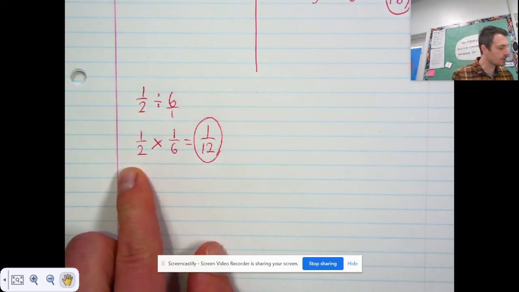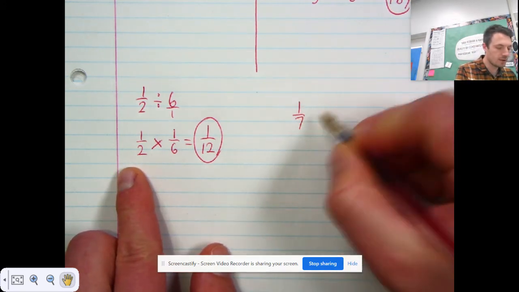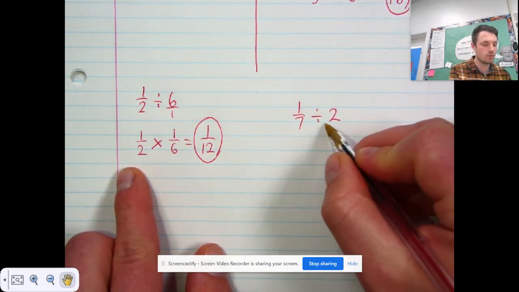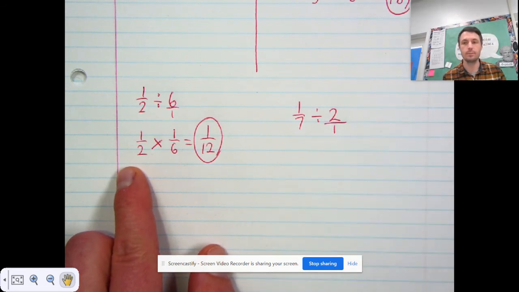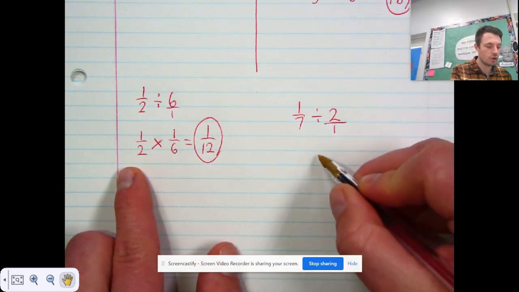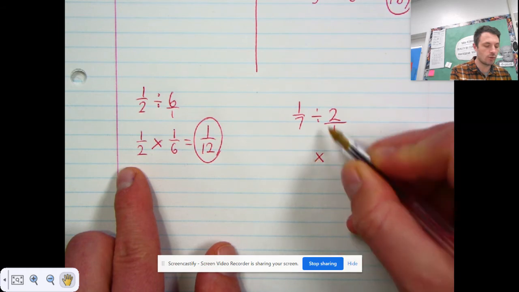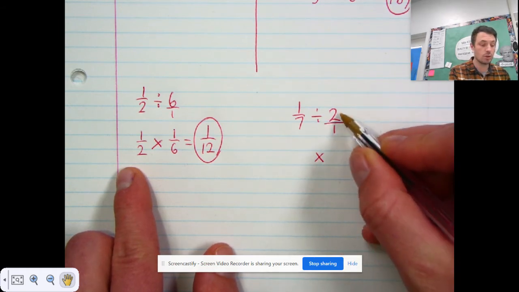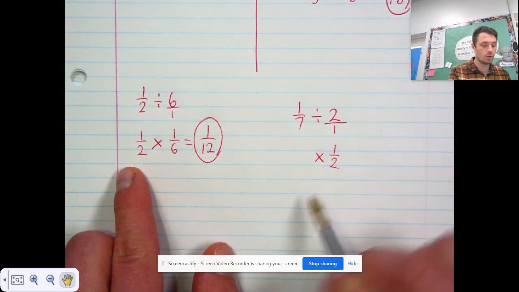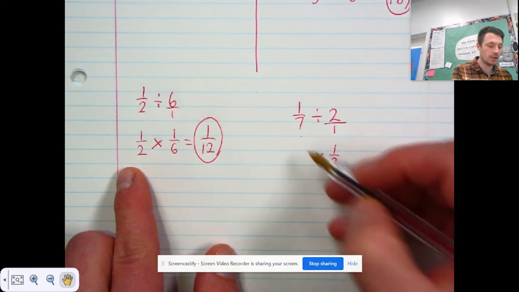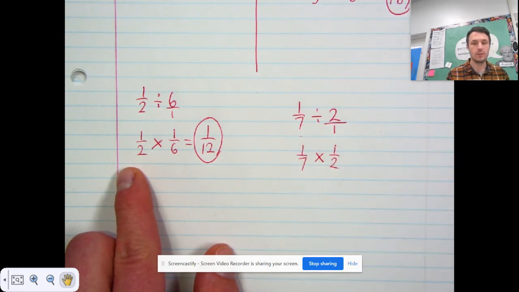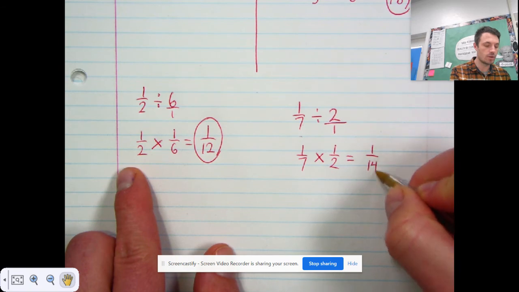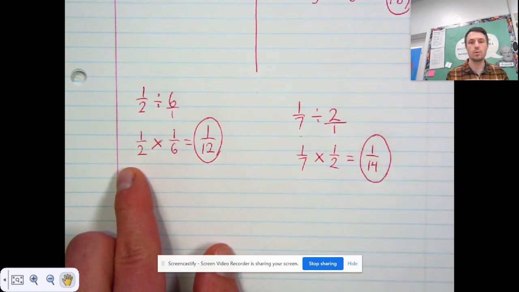Let's do another example together. Let's say we have 1/7 divided by 2. Step 1, give the whole number a denominator of 1. Step 2, reverse the operation from division to multiplication and flip the second fraction. 2/1 becomes 1/2. The first fraction, the dividend, stays the same. And then you multiply straight across. 1 times 1 is 1. 7 times 2 is 14. The answer is 1/14.